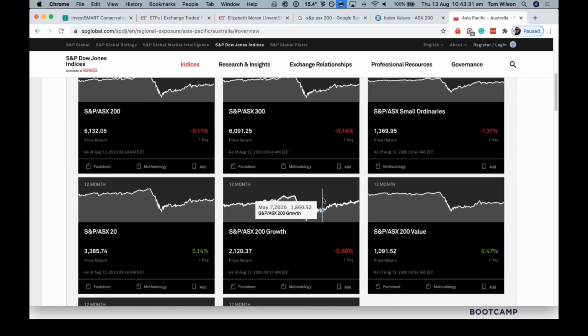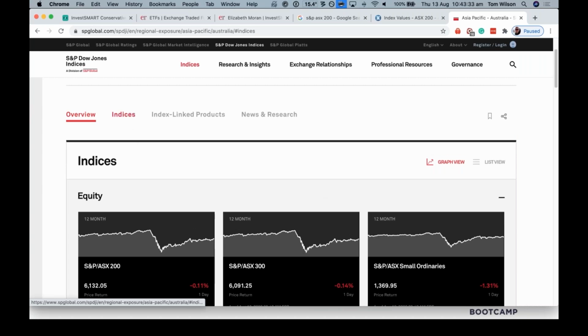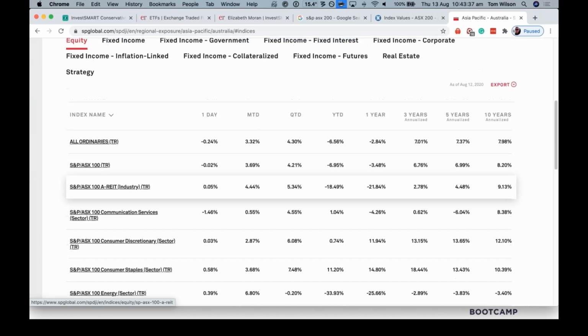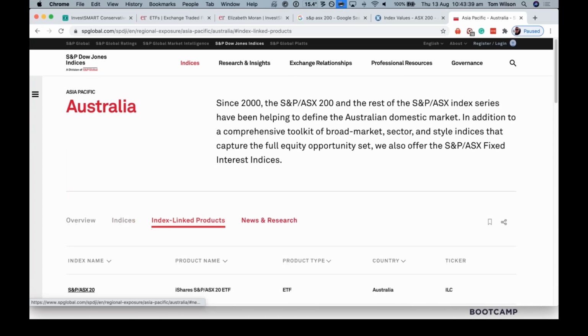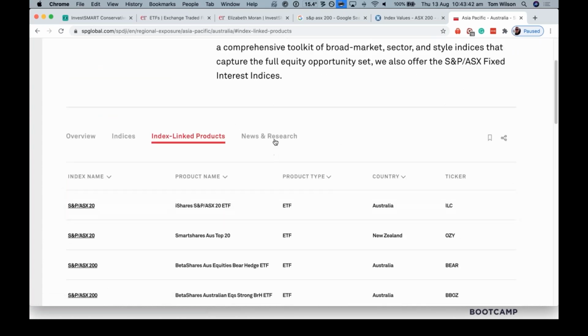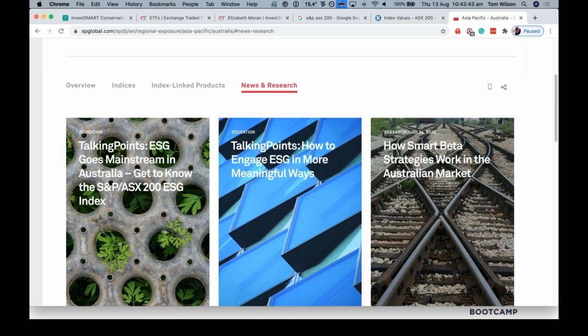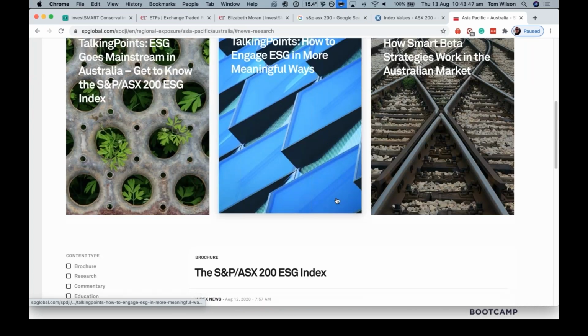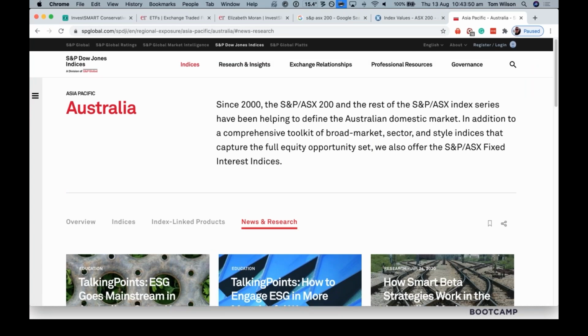indexes that they follow, indices. So we can go through each one of these and look at all their information. They've got research as well, which is quite interesting, just talking about how they work, what's made up of them. That's where I would go, just to get a bit more of an idea about the ASX 200 itself.